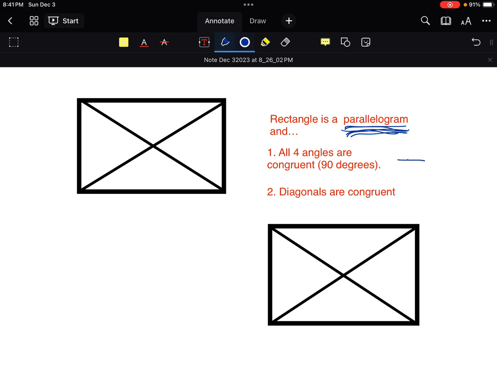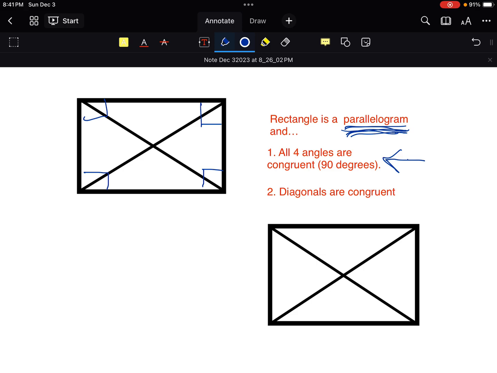The first one is the defining characteristic of a rectangle. So what makes a parallelogram a rectangle? All four angles are congruent, and because they have to add up to 360, that means specifically they're all 90 degrees. So I end up with four right angles here. The second one is that the diagonals are congruent.